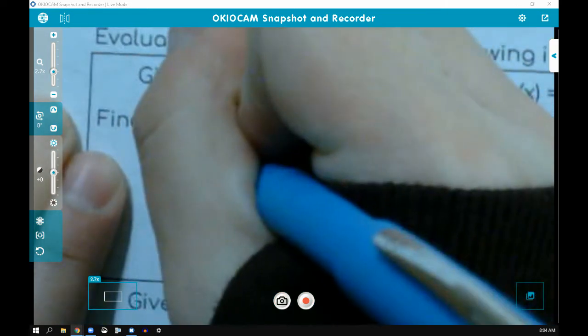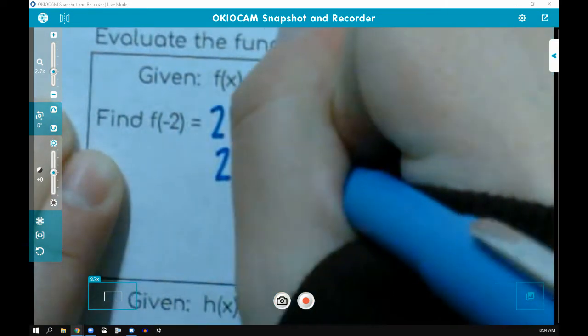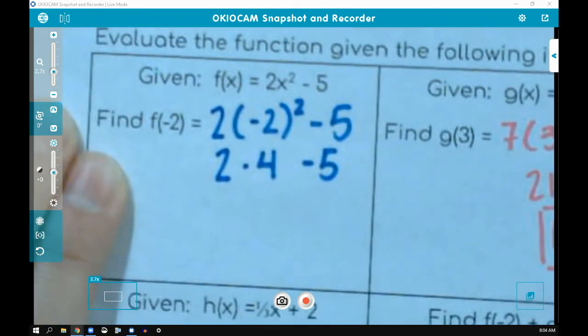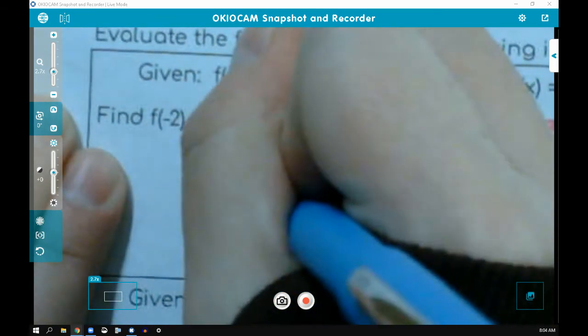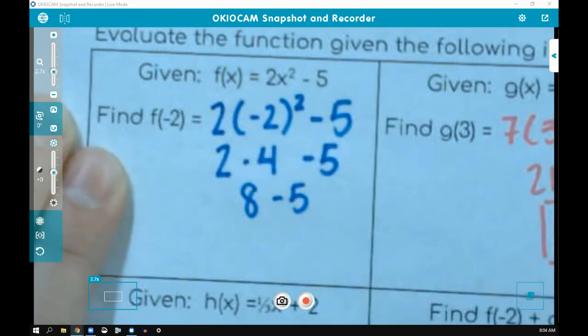So we've got 2 times 4 now, minus 5. And then we can keep working that out. Next thing we're going to do is our multiplication. 2 times 4 is 8. So now we have 8 minus 5. And then 8 minus 5 is 3. And that's our final answer.